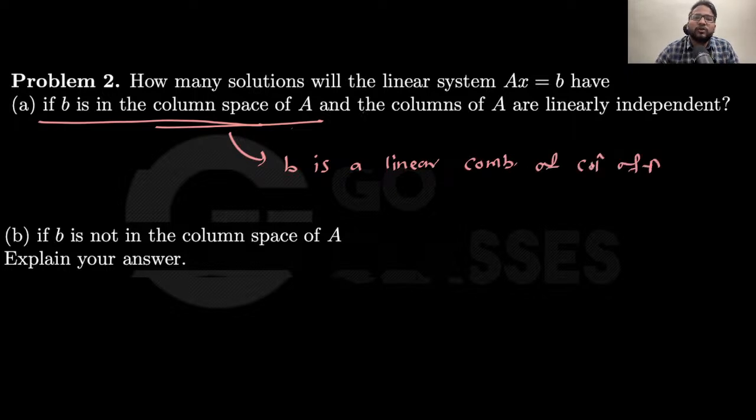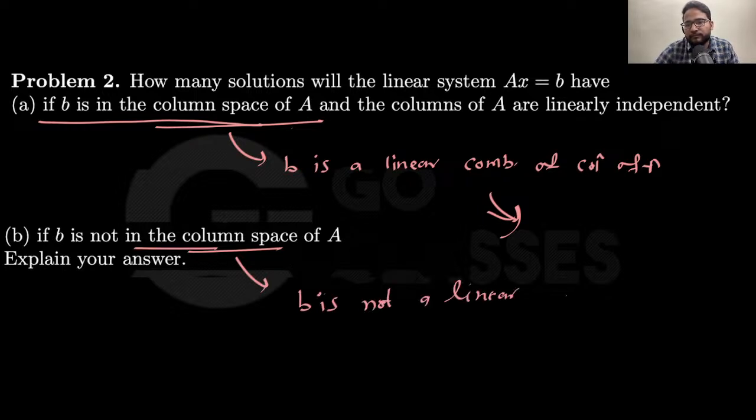They are asking how many solutions there will be if b is a linear combination of columns of A and the columns of A are linearly independent. And if b is not in the column space, meaning b is not a linear combination of columns of A, then also they're asking these two things. Very easy question, right? You can easily do it. Let me know. Yes, this is unique.